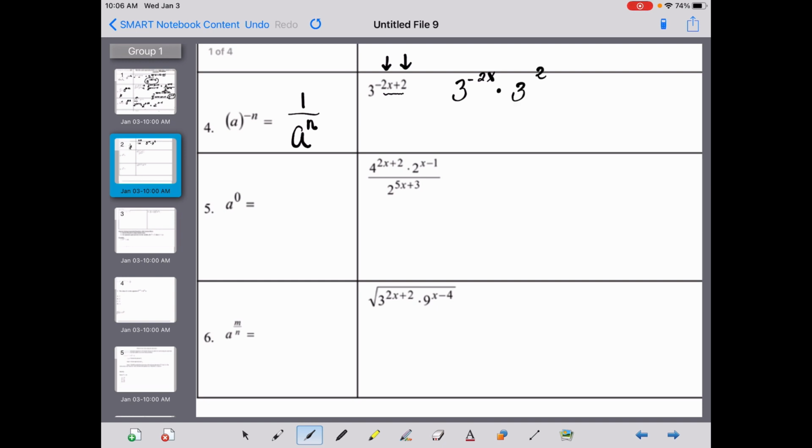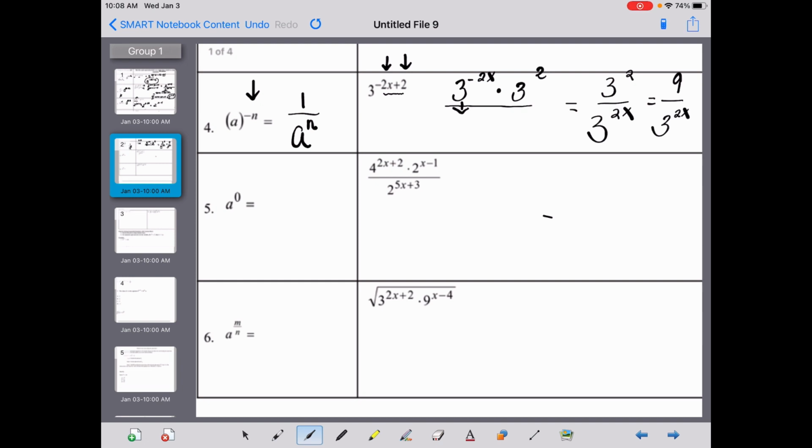Now we'll apply our rule of negative exponents, and we'll move the term with the negative exponent to the bottom. So this becomes 3 to the second over 3 to the positive 2x. Can't really write this one as a single log. The only thing we can do is simplify the top and leave the bottom alone.